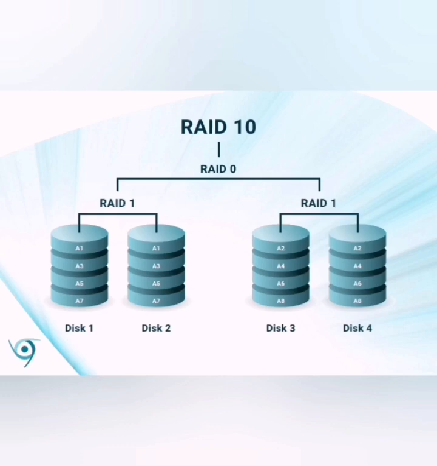For example, if we lost disk 1, it will not matter. If we lost disk 3, it will not matter. Just replace the disk. If we lost disk 1 and disk 3 at the same time, it will not matter at all. We just replace both disks, and then RAID 1 will rebuild the data, while RAID 0 helps us to speed up the writing of data on both RAIDs.